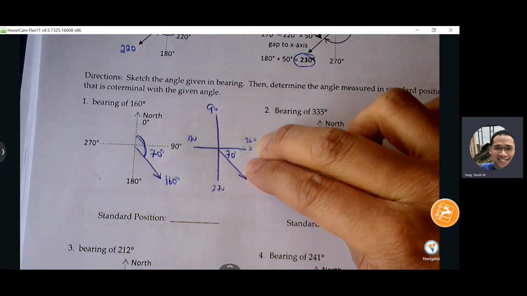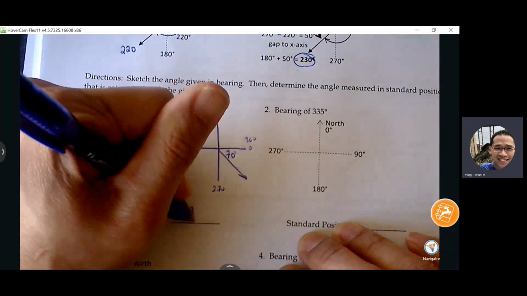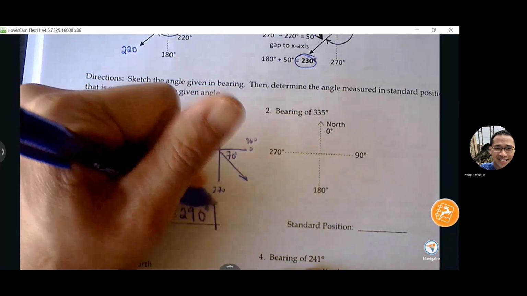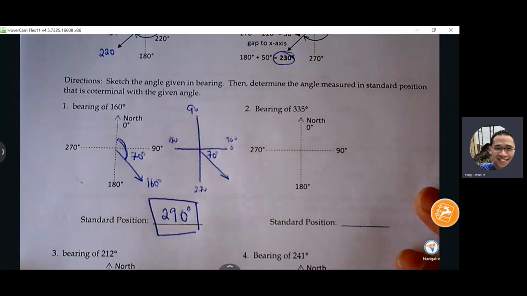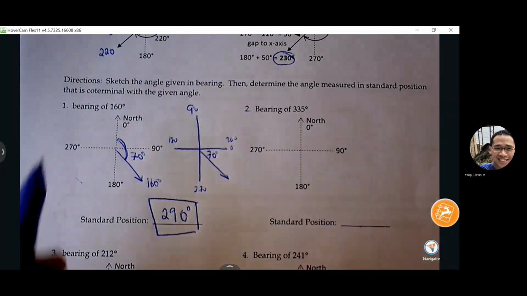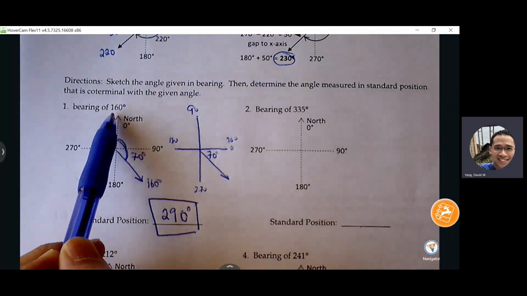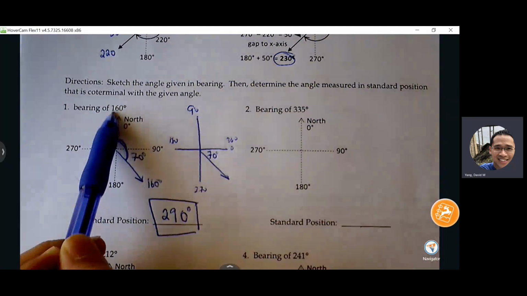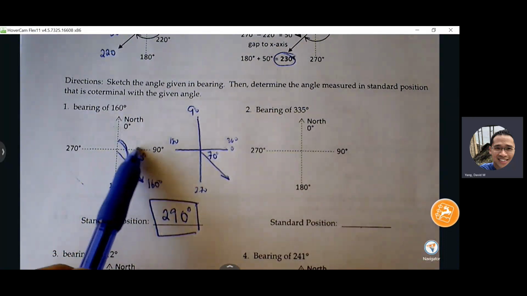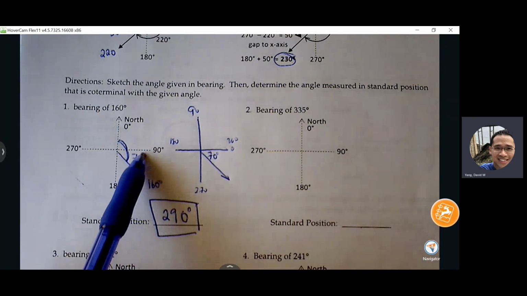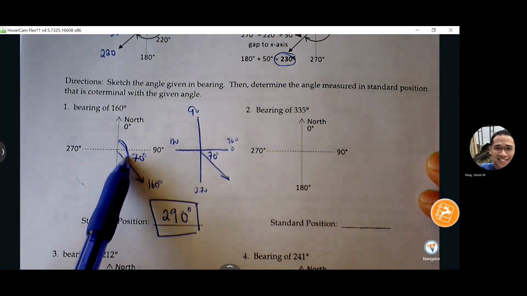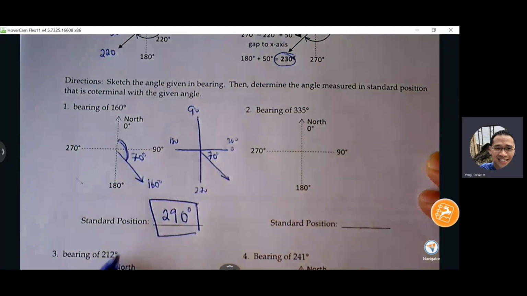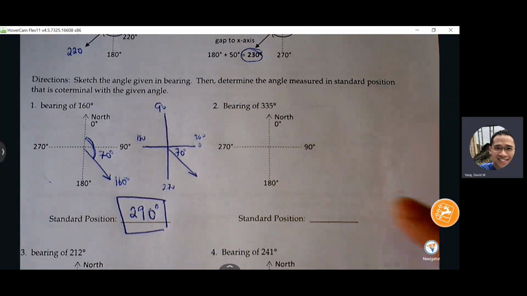Yeah, 290, right? 360 minus 70 is 290. So once you get it in position, then you can just translate that into standard position, right? Once you draw it out. Does that make sense? So bearing of 160, we draw our angle measure from the positive y-axis, and once you get to this degree measure, reference angle, then you can translate that to what does that mean from a standard position perspective. Okay, next up, 335.